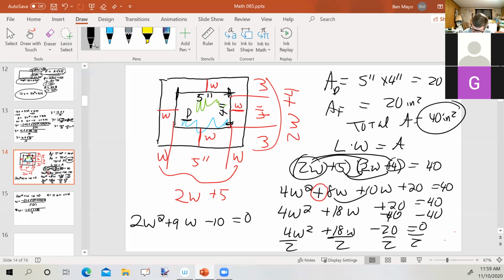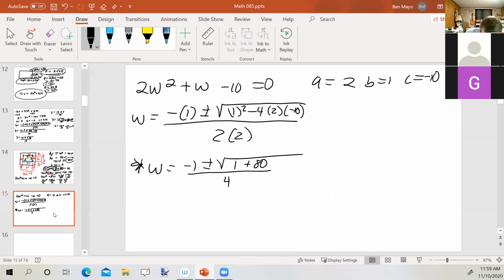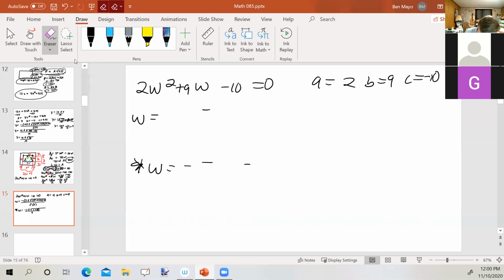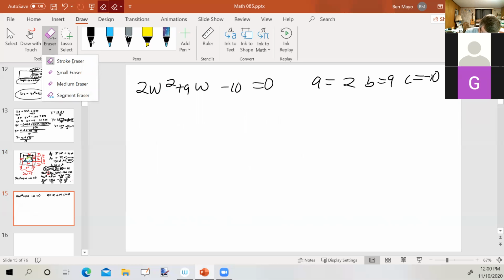Okay. We all right with that so far? Yes. Okay. So this is going to be plus 9w. In fact, let's just start this whole thing over here. Okay. One little mistake and it all goes astray.